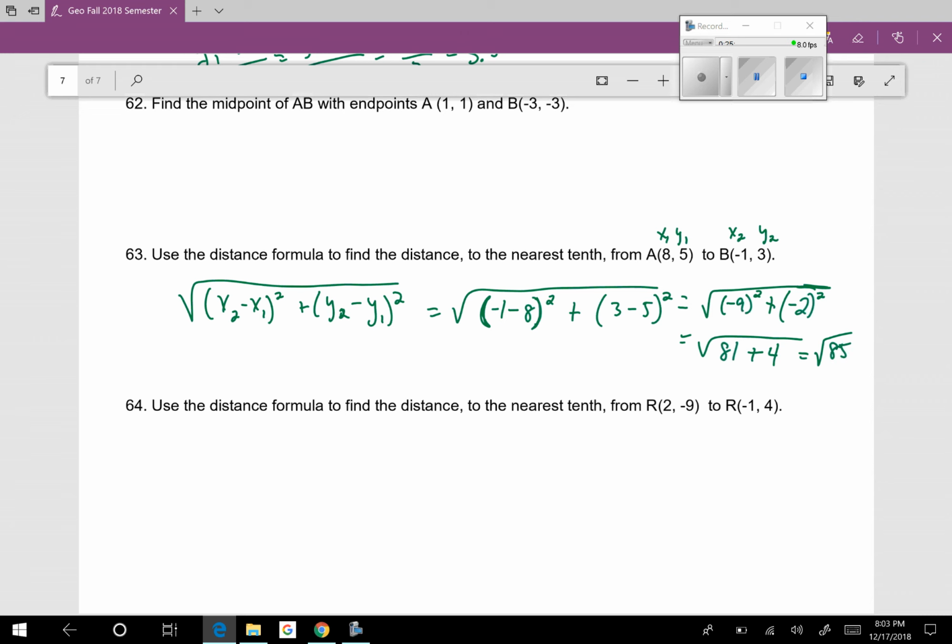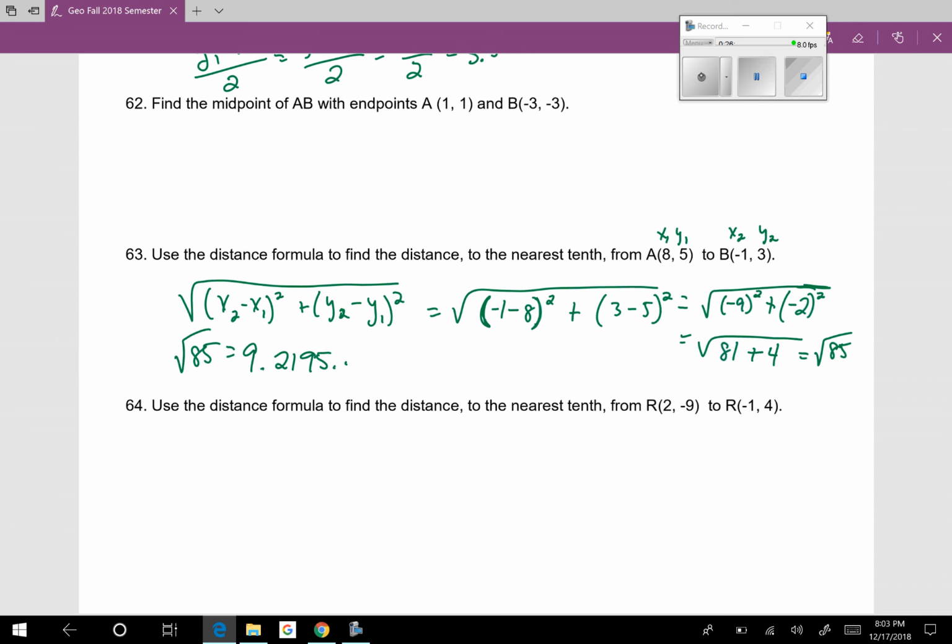So the distance is the square root of 85, which, if you calculate, you get 9.2195, and so on. We only need to round to the nearest tenth, so we look at the hundredths place. That's a 1, so it's not going to round up. So we just get 9.2. That is the distance from A to B.